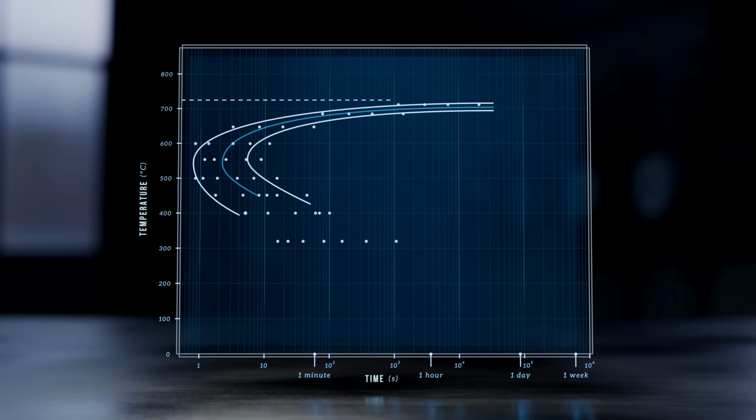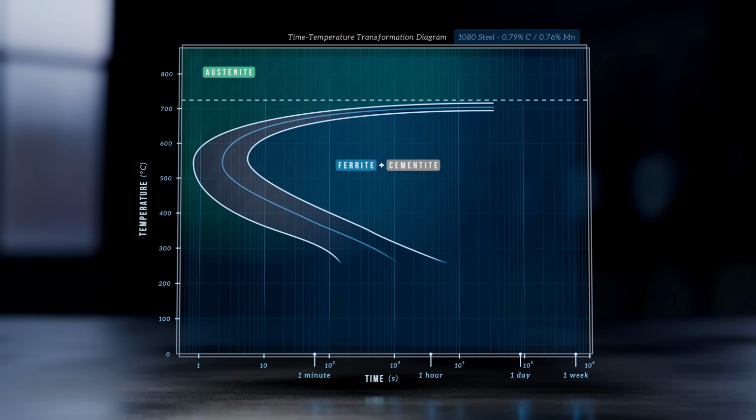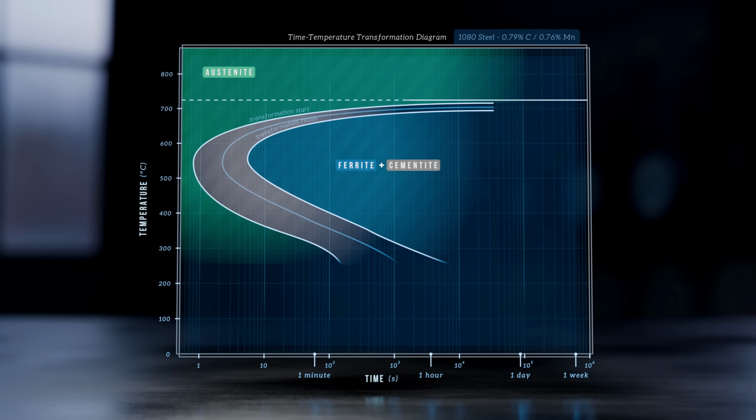This is called a time-temperature transformation, or TTT diagram. The dashed line at the top of the diagram marks the equilibrium transformation temperature. At temperatures below this line, austenite is unstable. Given enough time, it will eventually transform into ferrite and cementite. The diagram shows us how long this transformation will take if the steel is cooled to and held at a constant temperature.